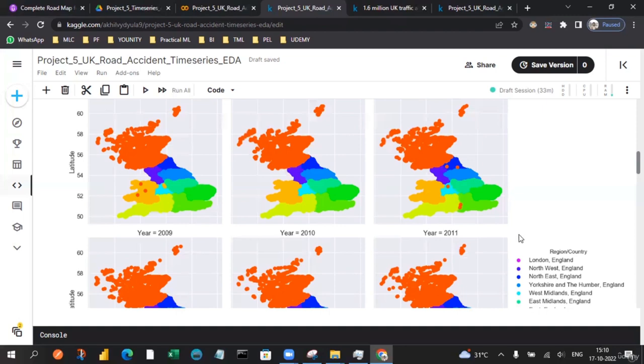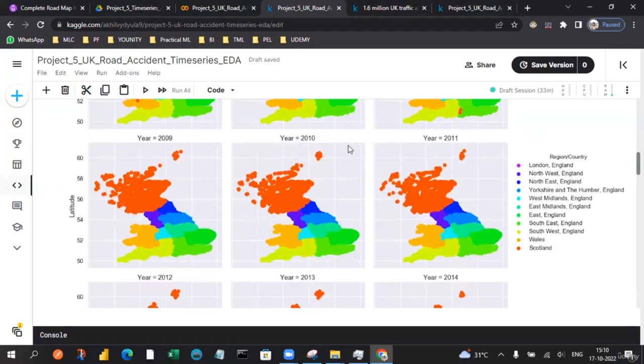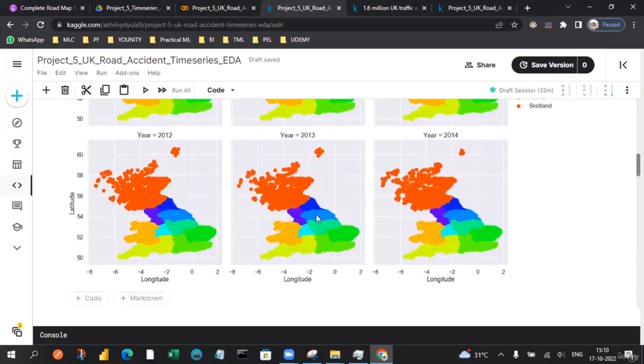The pink color shows London of England, and the violet color shows northwest England and northeast England. Like this, the different colors show different regions. You can also see the legend here so that you will be able to identify which color it belongs to.